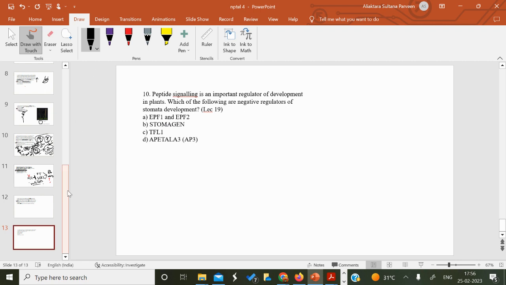Okay, let's see. The last question is that peptide signaling is an important regulator of development in plants. Which of the following are negative regulators of stomata development? So from here, at least two you can rule out: Apetala 3 and TFL1, because these two have a role in the development of the flower.